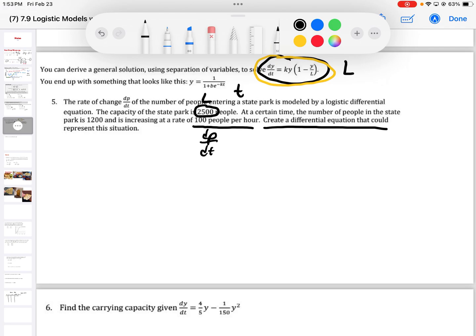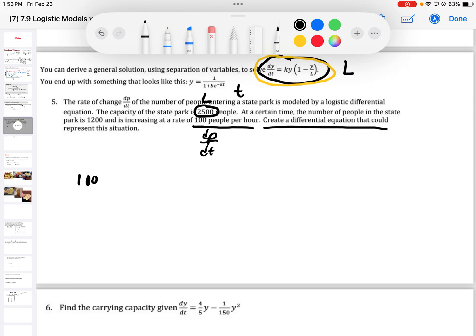What's the 1,200? The constant. Constant. That's maybe y. The number of people in the state park is 1,200. That's just a y number, right? Cool. We got to find what? What's the constant? All right, let's see what we have.